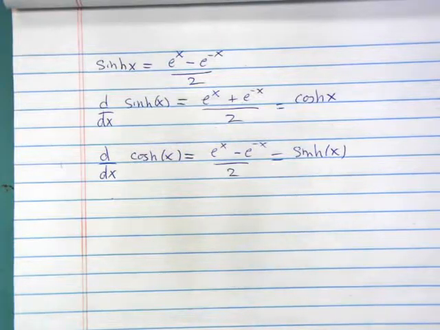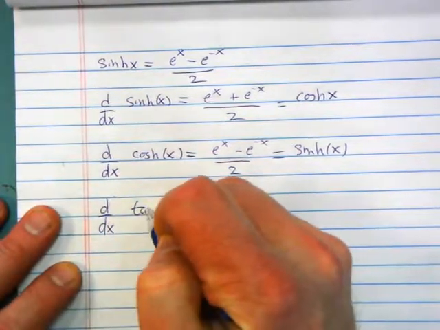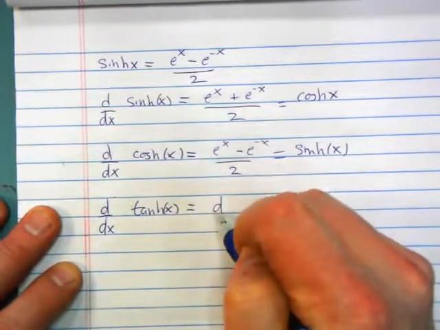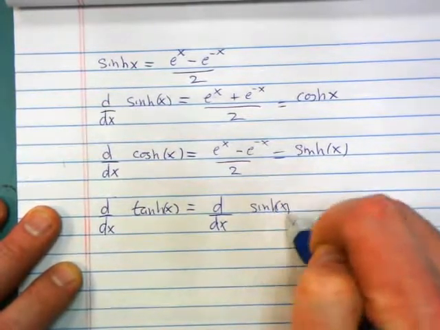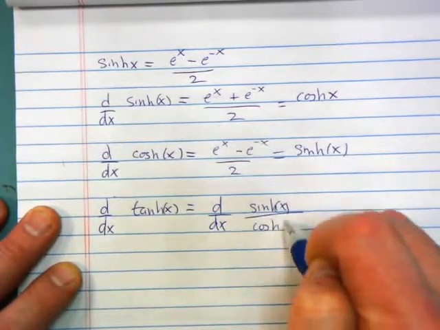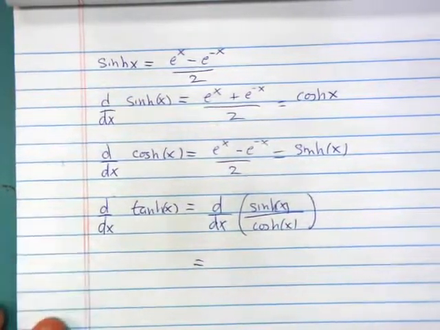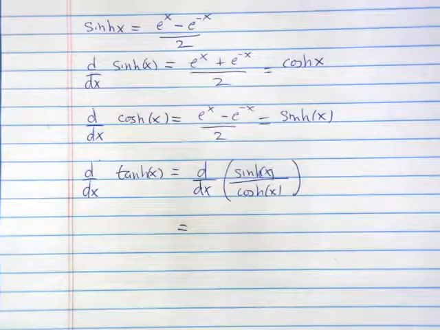Okay. And then just one more of them. How about the derivative of hyperbolic tangent? Well, that's hyperbolic sine divided by hyperbolic cosine. And what would you need to do to take that derivative? You've got to use the quotient rule. And what do you think the answer is going to be? What should the derivative of hyperbolic tangent be?